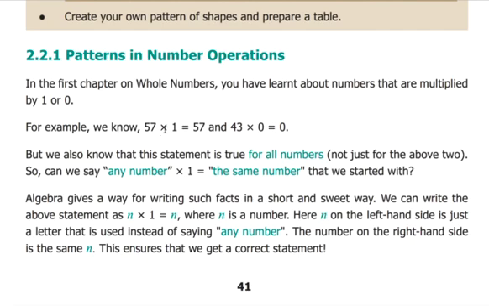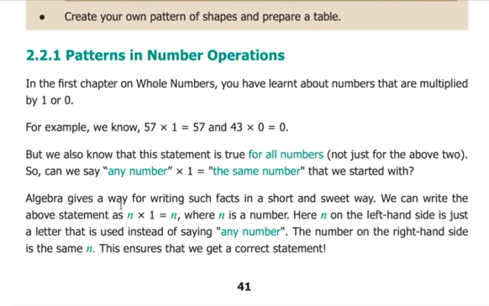Whatever may be in place of 57, you will get the same number. What if you put x here, you will get x here. Okay. If you put any number other than 43 also, the result is the same, or is 0 only. So we can say any number into 1 equal to the same number that we started with, right?